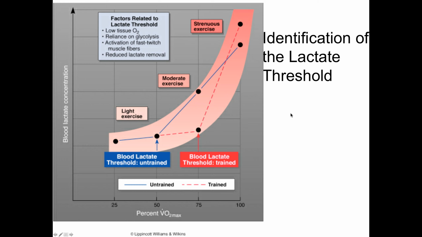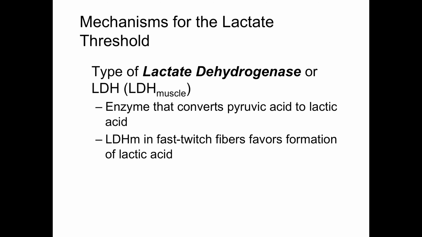And so the question is then, what are the factors that are related to this lactate threshold? We've gone over these before, and here's a list of them in this graph. It could be a low amount of oxygen. It is a reliance on glycolysis, and I've mentioned that before, and I'll show my pictures again in the next slide. And what we'll talk about in a couple of minutes is activation of fast twitch muscle fibers, and that does involve the size principle. And also it could be a reduced rate of lactate removal. So those are factors causing or mechanisms for this lactate threshold.